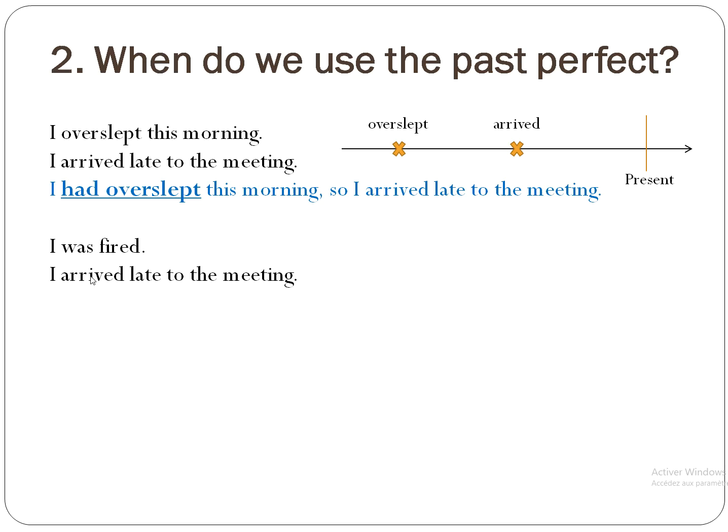Consider very carefully which action happened first in time. So the action of arriving late and then being fired. So arrived would be conjugated in the past perfect. I was fired because I had arrived late to the meeting, or I'd arrived late to the meeting.